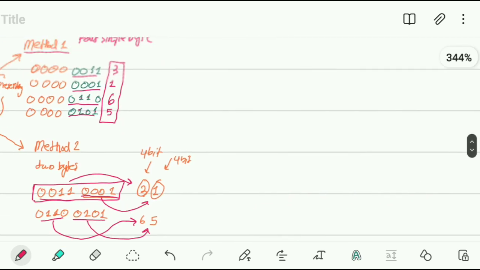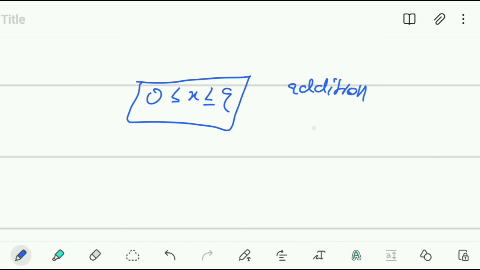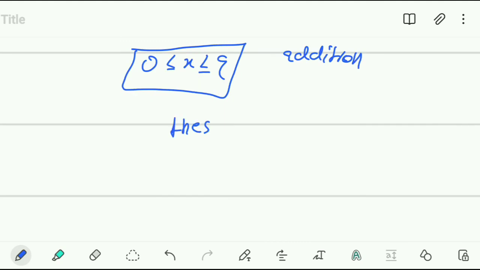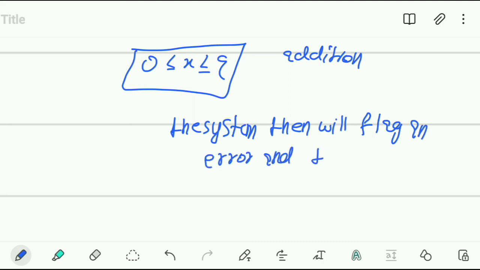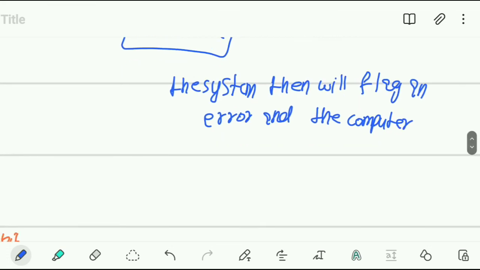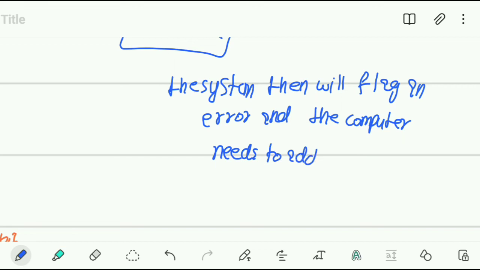Now let's see, there is also an overflow in BCD. Let me tell you. When doing the addition of any two decimal digits, it can give another number which is out of range. If we try to do the addition of two individual decimal numbers, let's say 5 plus 9 is 14, 14 is not in this range, so we call it overflow. The system will then flag an error, and the computer needs to add 0 1 1 0, which means 6.